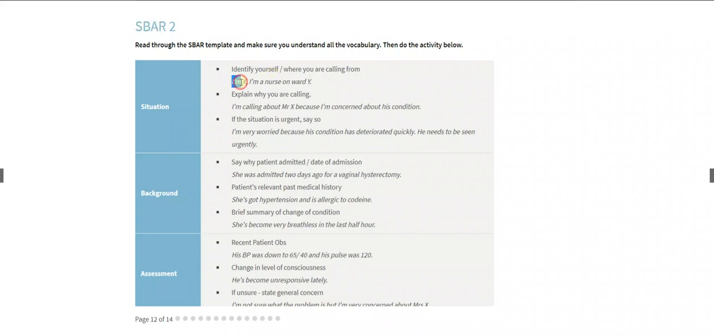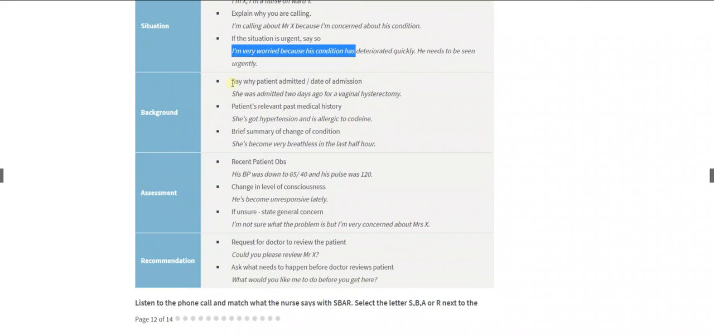I am X, for example, I am a nurse, or I am a gynecologist. That all comes under situation. I am calling about Mr. X because I am concerned about his condition. That is also situation. These are all examples I am telling. I am very worried about his condition. That is situation.